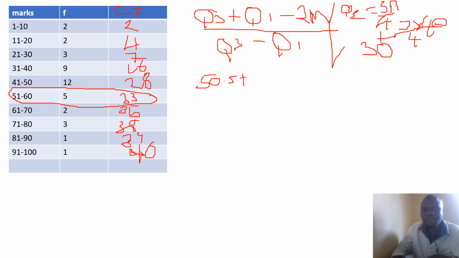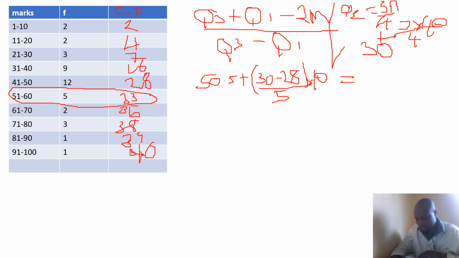Then plus, we have now 30 minus 28, and all we divide by the frequency of that class, which is 5, and then we multiply by 10 here. And when you do that, using my calculator, I'm supposed to get 54.5.